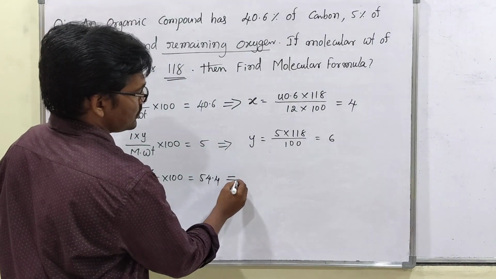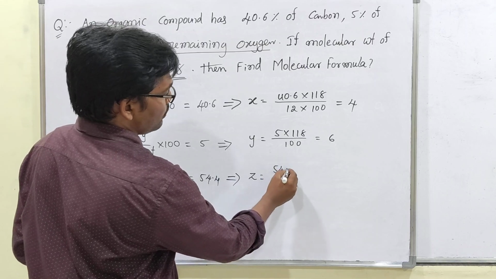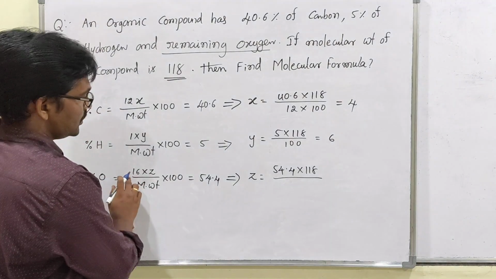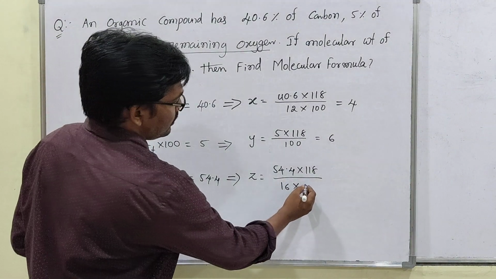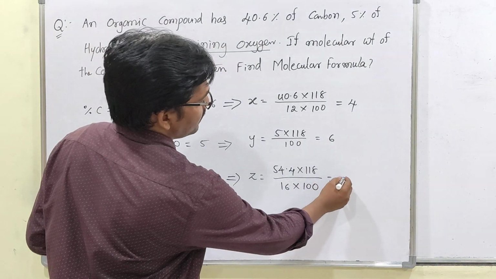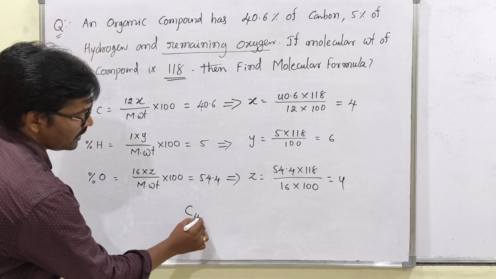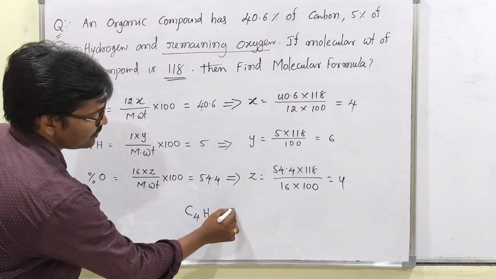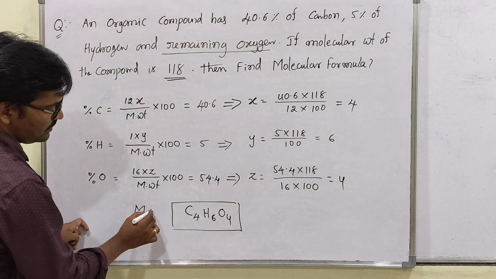Then from this, Z equals 54.4 into 118 divided by 16 into 100, the molecular weight. Then you get this is also 4. So how many carbons are there? 4. How many hydrogens are there? 6. How many oxygens are there? 4. So this is the molecular formula.